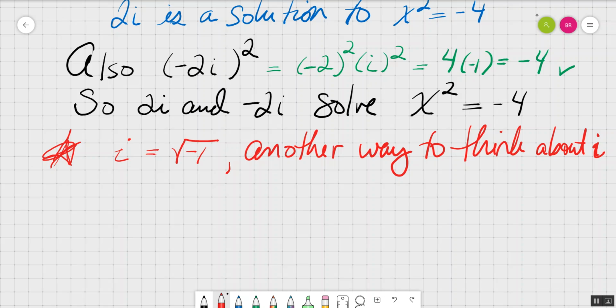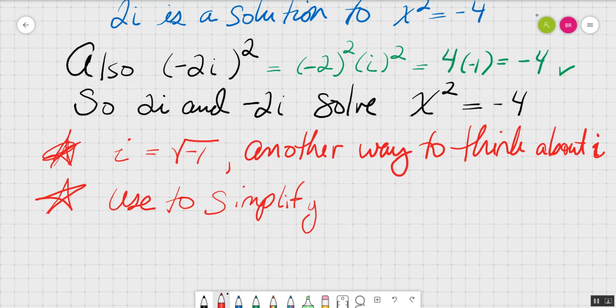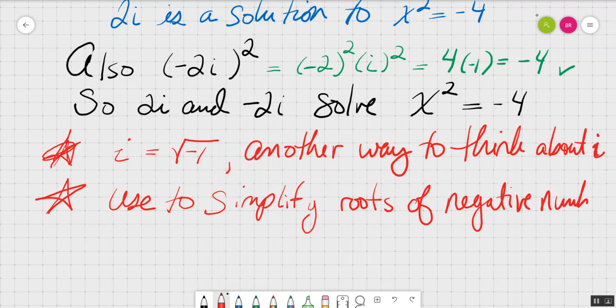So the major way we are going to use this is to simplify roots of negative numbers. Woohoo! Let's do some examples with that, because that's what we're up to right now.